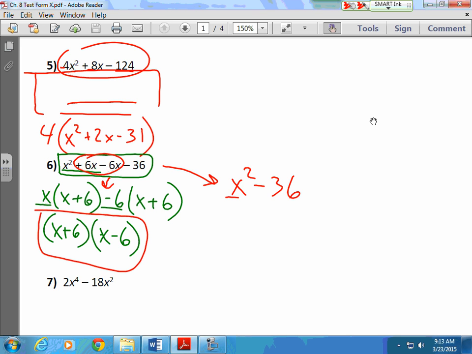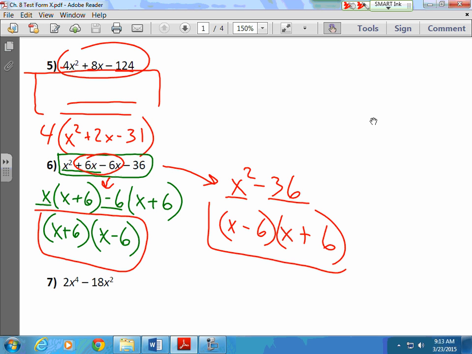You would notice that both of these are perfect squares. The square root of x squared goes here, the square root of 36 goes here. One's positive, one's negative. Either way, take the shortcut using difference of squares or factor it by grouping. I don't care which one you do. This is one answer I want. Okay. So if there's no coefficient on the x, you don't put an x on the outside of it.